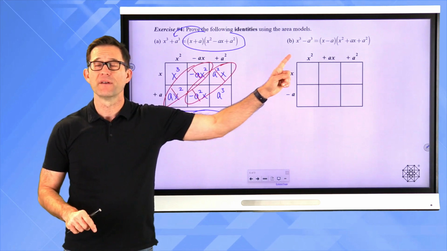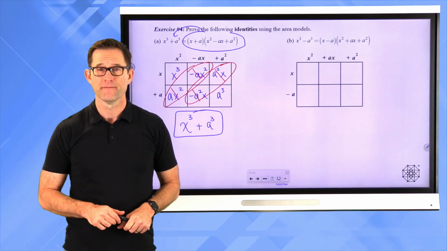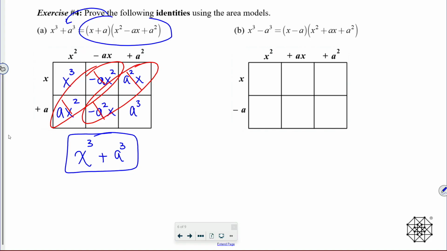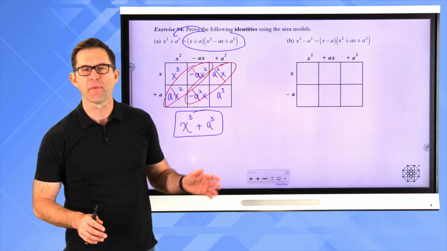But let's talk about the difference of perfect cubes in letter B. Here we're trying to prove that x cubed minus a cubed is always x minus a times x squared plus ax plus a squared. And side note, look at how similar these patterns are.